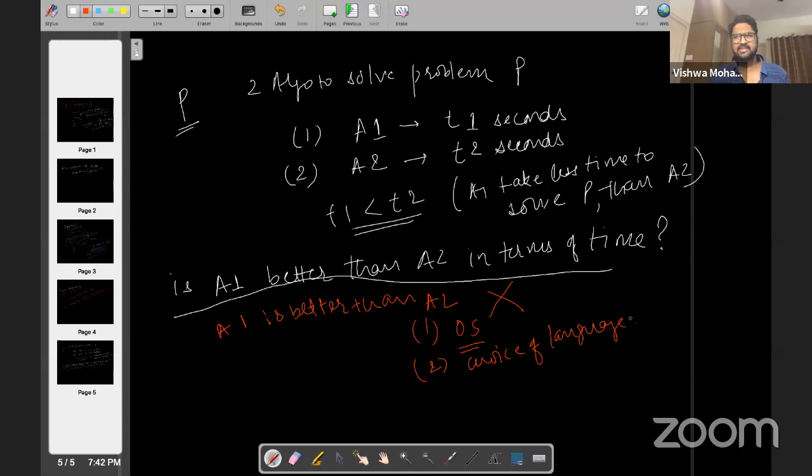So what we realize is that the total runtime of an algorithm does not only depend on the algorithm quality, but also on multiple factors, like which particular operating system it is running on, what the processors are, how many processors there are, and what language we are using to write the code.